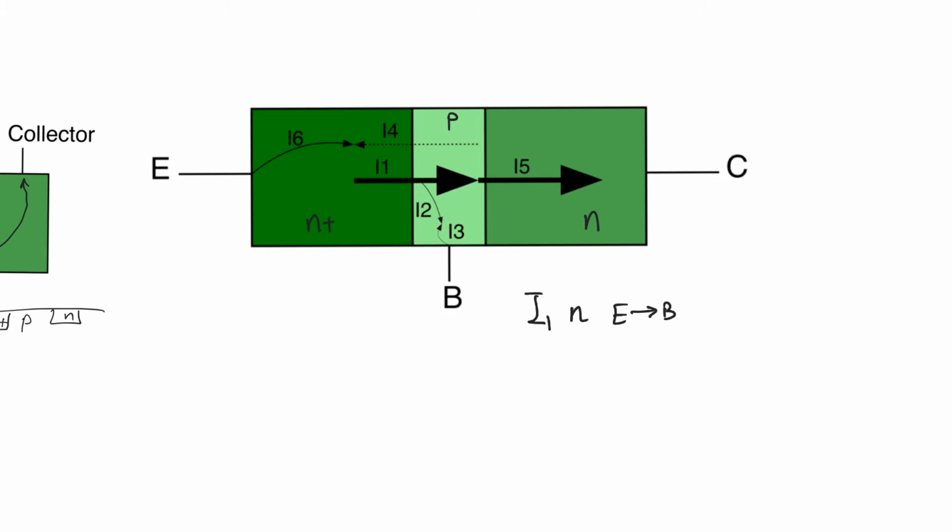Also, what would happen in a PN junction is I4. And I4 is the pumping of holes from the base to the emitter.